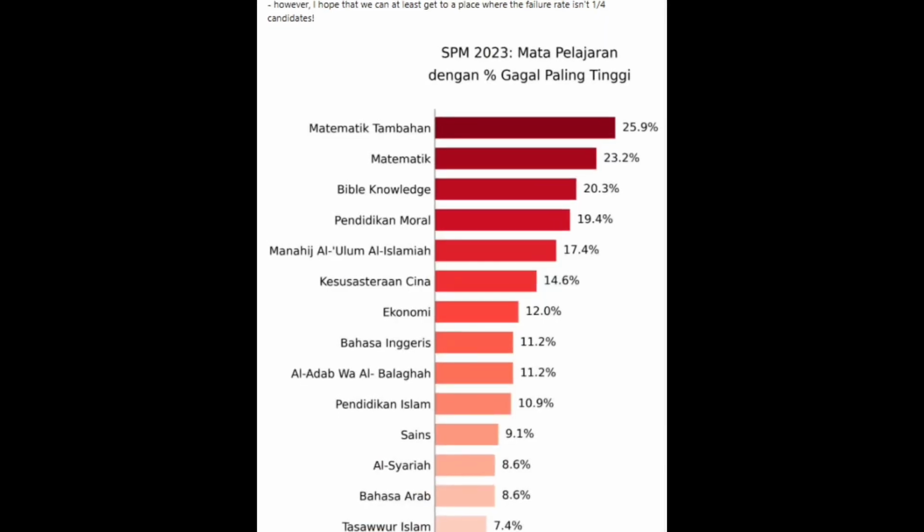Students in Malaysia struggle especially with mathematics and additional mathematics. According to the SPM 2023 results, only 32.7% of candidates obtained an A in mathematics. And for additional mathematics, the situation is even more worrying. Only 17.2% achieved an A.